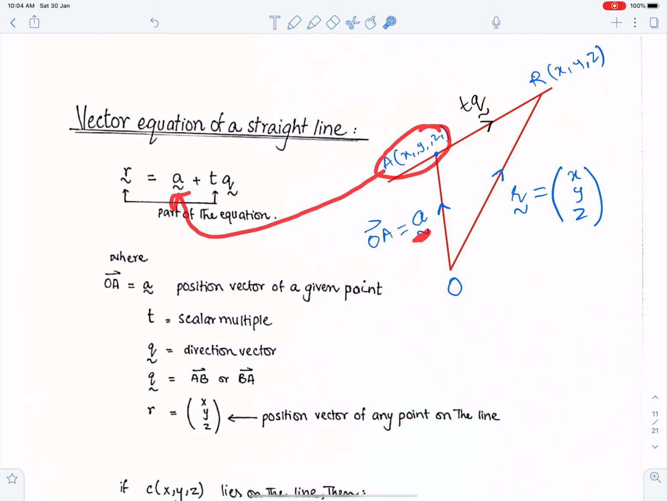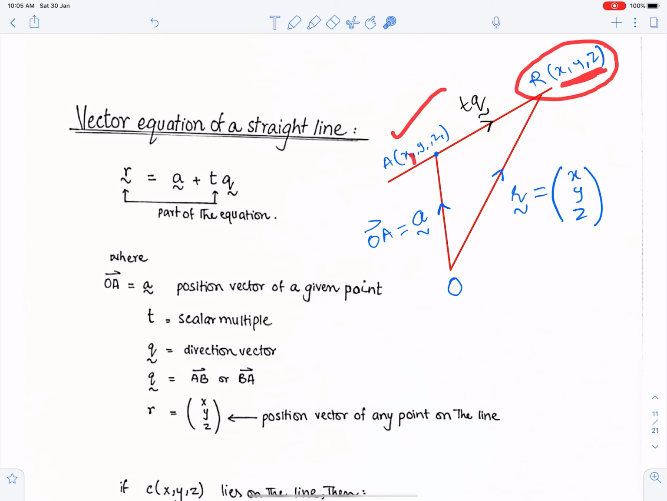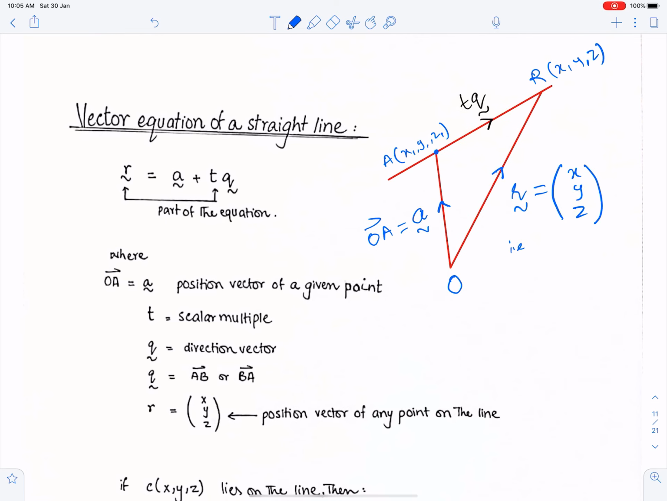This R means any point on the line. That is why its coordinates are x, y, and z. And since this is the known point, the coordinates are x1, y1, z1. You can write this in vector form as OR. So OR means small r. OR is small r, and this r is here.